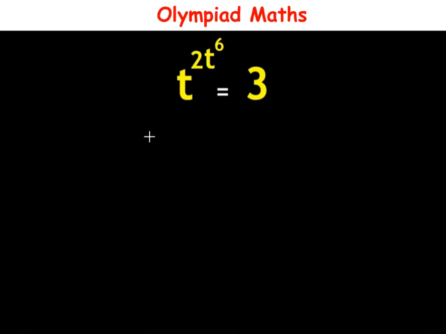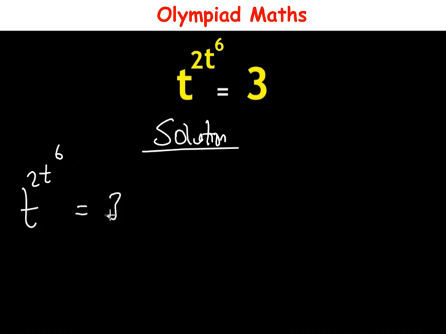Hello everyone, in this video let us solve this question. So we have t raised to power 2t raised to power 6 is equal to 3. So solution, the question is t raised to power 2t raised to power 6 is equal to 3.